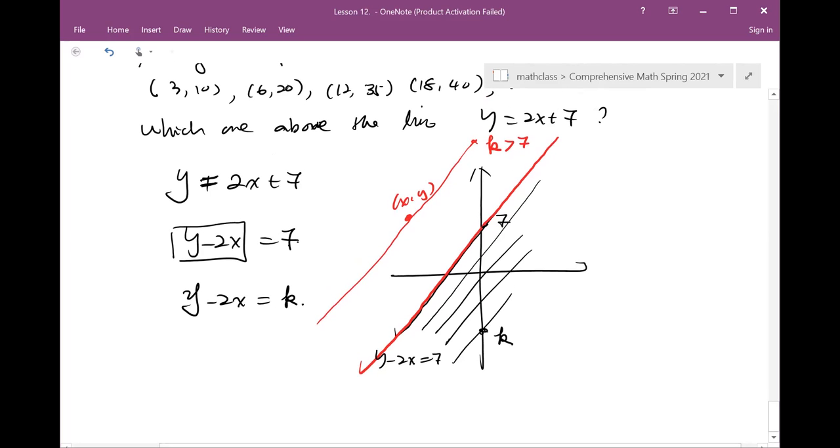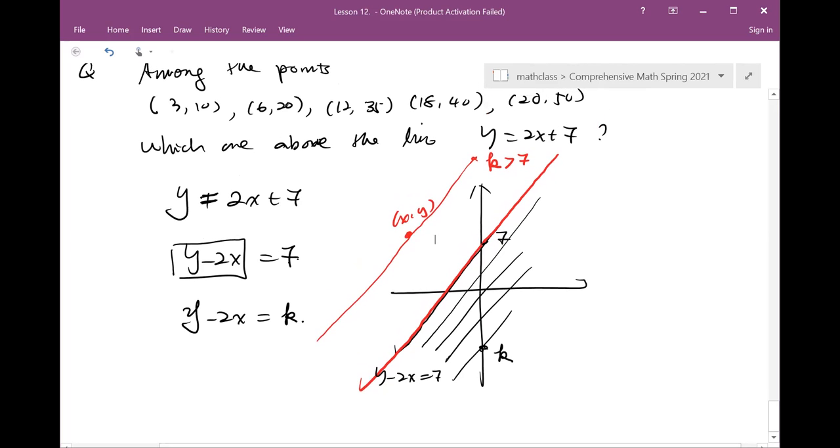So how many points do we have? We have 5, right? So you check the value of y minus 2x. If we get a k which is greater than 7, then the point is above the line. If y minus 2x equals k is less than 7, it is below. Here y minus 2x greater than 7 means k greater than 7.